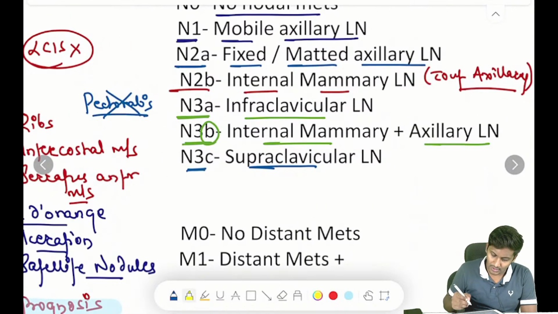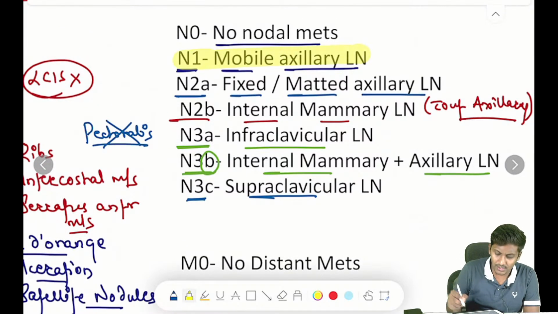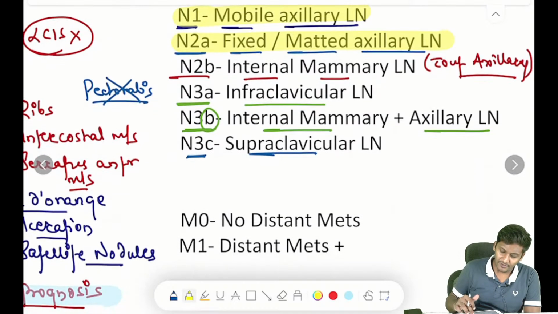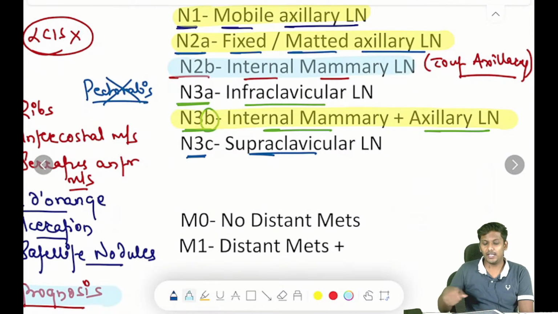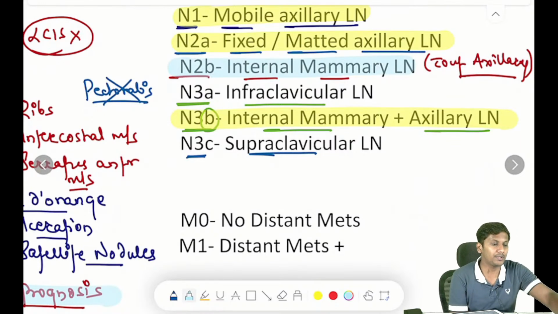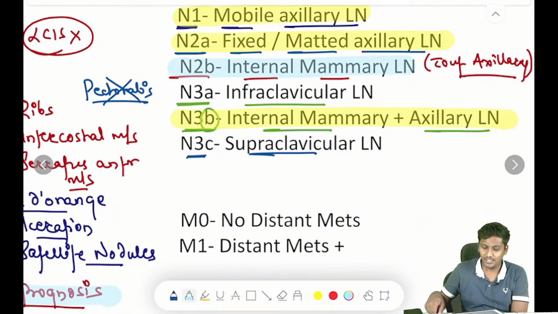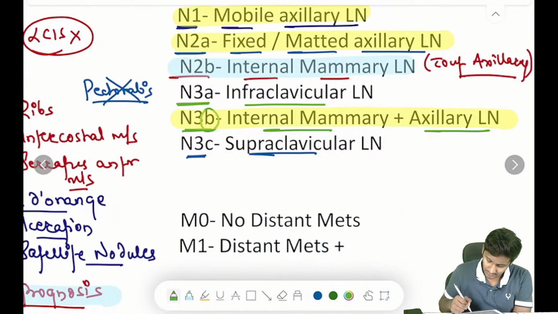ठीक है? So that is the important one. सबसे important इसमें जो याद रखने लायक है बच्चे, N1 obviously because it is axillary group of lymph node, N2A because N1 में it was mobile, N2 में क्या हो जाता है? It becomes fixed or matted definitely. ठीक है? N3B because it is involvement of both. And ये trick याद रखना है कि N2B जो होता है, it is only involvement of the internal mammary, it is not the involvement of axillary, because if there will be axillary also, then it has to become what? Then it is going to become N3B, then it cannot remain N2B. ठीक है? That's the basic idea बच्चे that you have to remember.